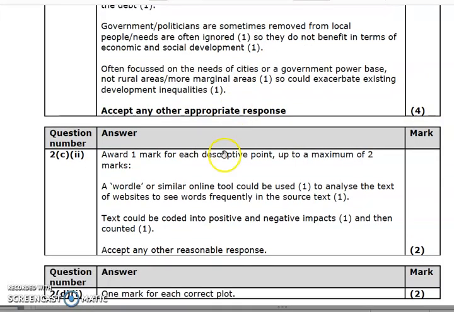And again, although it looks a horrible question, the answer is quite simple. It might be things like a Wordle or a tool that could be used to analyze the text to see the words that are most frequently in there. Or you could code the text into positive and negative statements and then count the number of statements that you've used. So really quite simple for the answers you need to give there. It's nothing too difficult at all.